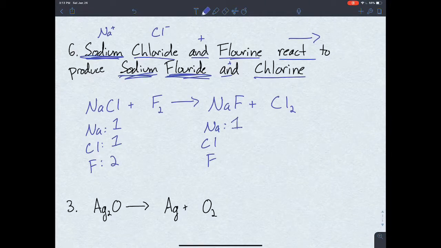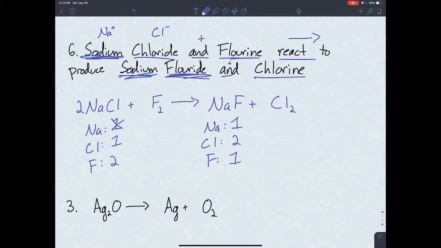On this side, I have 1 sodium, 2 chlorines, 1 fluorine. All right? So my sodiums right now are balanced. My chlorines are not. My fluorines are not. So let's start. We'll skip sodium since it's balanced right now. We'll go to chlorine. I need 2 chlorines. I have 2 chlorines on my product side. I need 2 on my reactant side, so I'm going to change this to 2.